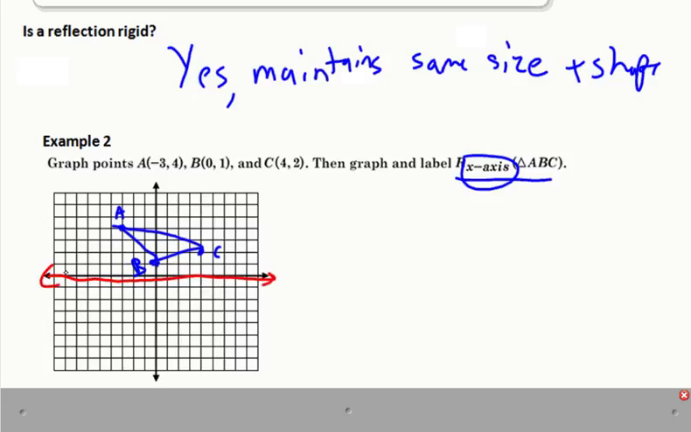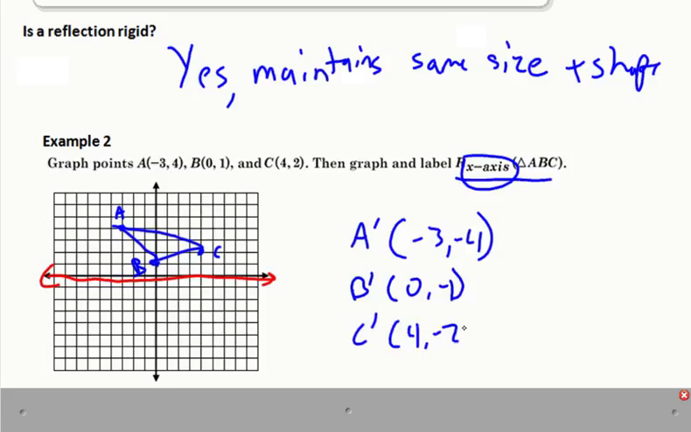So if we're reflecting it over a horizontal line, really all the ordered pairs would just have the y value change. So if I look at it, I'm going to make a hypothesis that A prime is going to be -3, -4. B prime is going to be 0 and -1, and C prime is going to be 4 and -2. That's just what I'm guessing. But let's look at the actual picture.